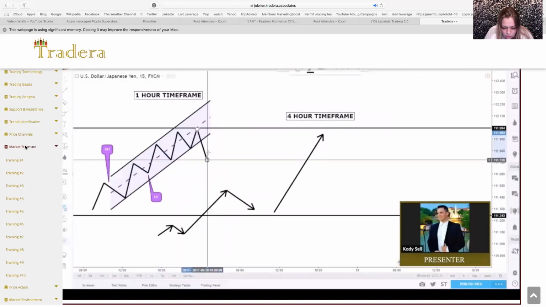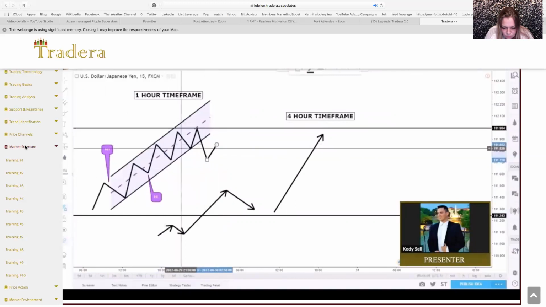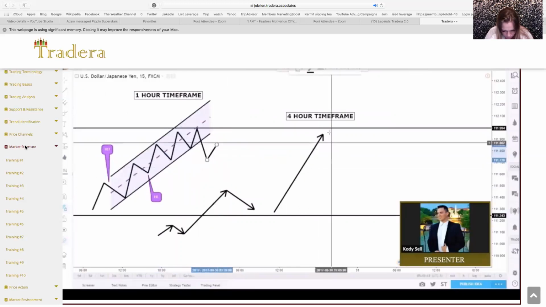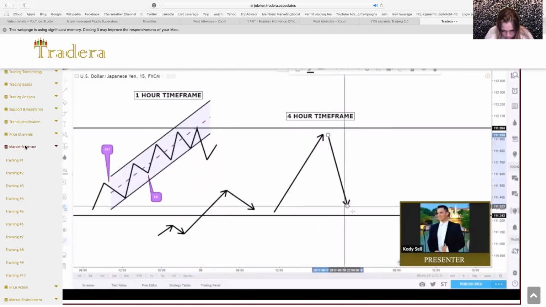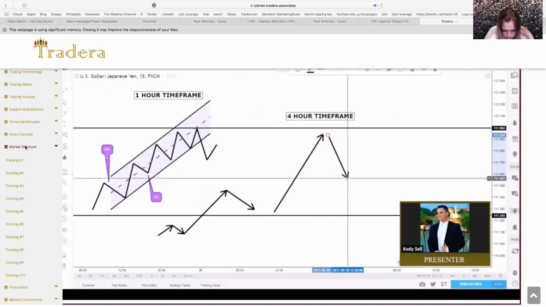So the moment that price on the 1-hour time frame begins to fall, and we see a break of structure, that would indicate that the 4-hour time frame must be ready to do what? That's right. It must mean that the 4-hour time frame must be ready to fall.